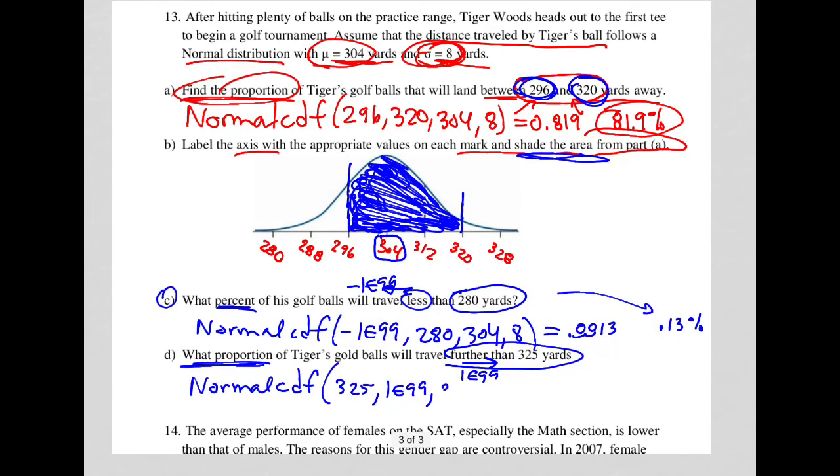So then we have our mean is 304 still. Our standard deviation is 8. That's a terrible 8, but that's an 8. So that gives us 0.004. So basically less than 1% of the time, it's going to go further than 325 yards. So yeah, less than 1%. And they said, what's the proportion? So you can leave it as a decimal.